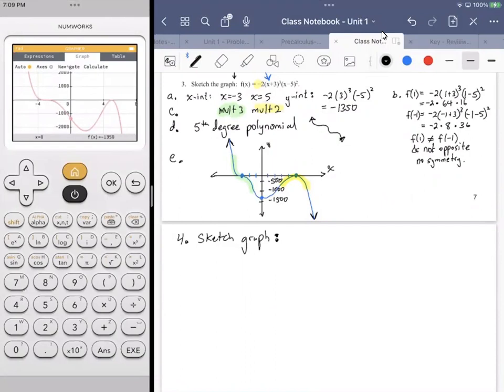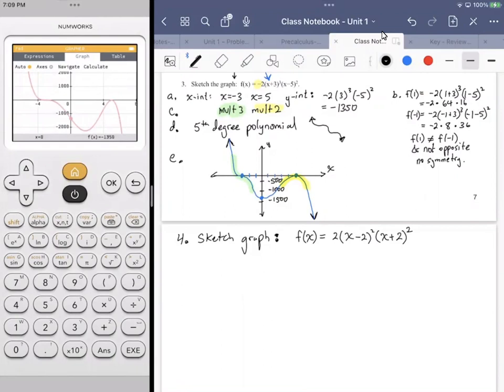So let's say you have f of x is equal to 2 times (x minus 2) squared times (x plus 2) squared. All right, so that's going to be a 4th degree polynomial because I have 2 factors that are each raised to a power of 2.